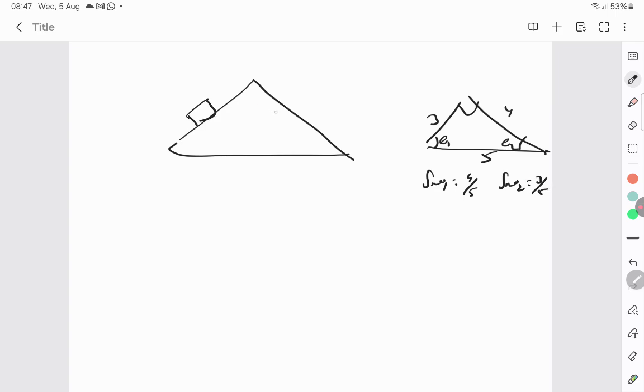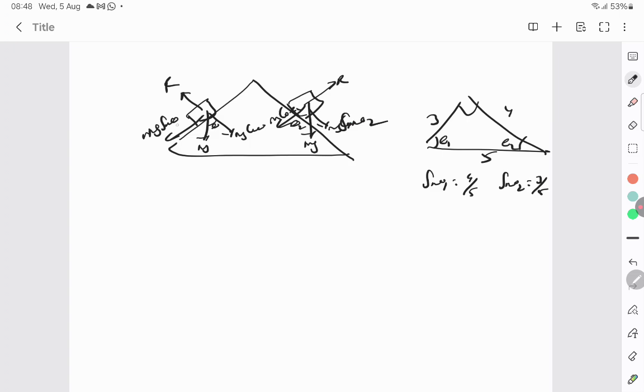A block of 1 kg rests on both the planes, and you know mg is going to be acting downward, the normal reaction is upward. This is theta, and so this is mg cos theta, and this will be mg sin theta. And again, for this block there will be an mg acting downward, a normal reaction upward, and this will be theta 2, and so this gets broken into mg cos theta 2 and mg sin theta 2. This is theta 1, and you already know sin theta 1's value.